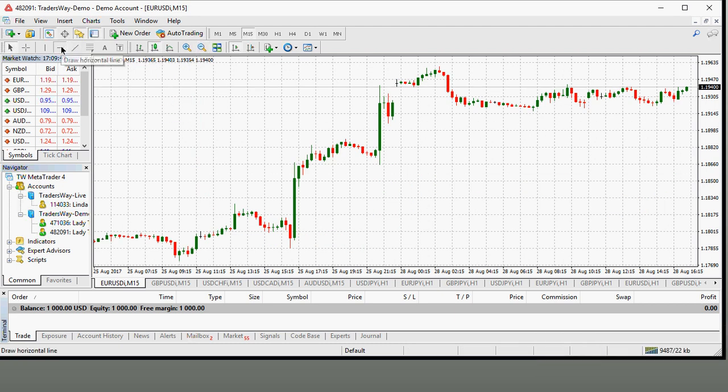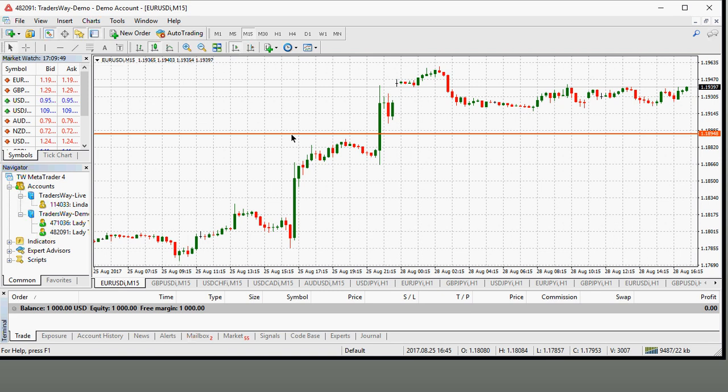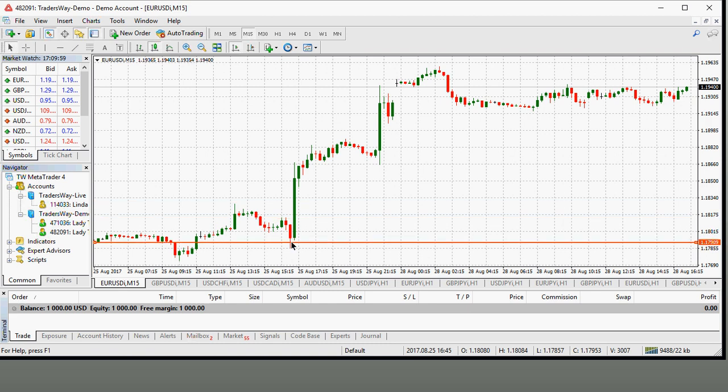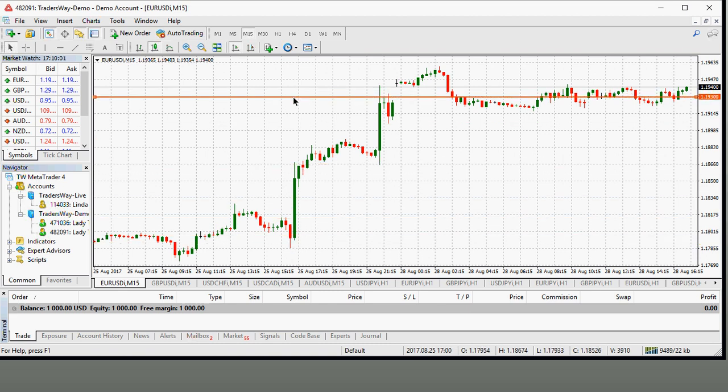Your horizontal lines. We used our horizontal lines in our MetaTrader 4. You guys are going to use these quite a bit over the course of the next few weeks. So definitely get used to moving them up and down, placing them in different places. We'll go over that today.